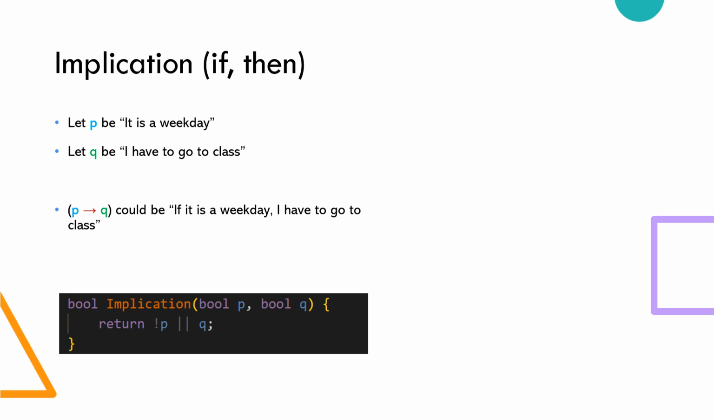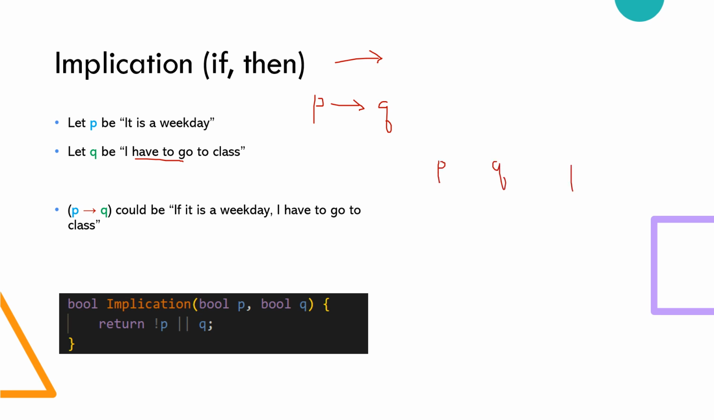Okay, so now the next operator we're going to talk about is the implication, which is represented by a right arrow, and it's written like this: P implies Q. And this could be read as if P then Q or P implies Q. So here's an example. Let P be it is a weekday and Q be I have to go to class. P implies Q is read as if it is a weekday, I have to go to class, or it is a weekday implies that I have to go to class. So the truth values for this one could be a little tricky, so bear with me for a little bit.